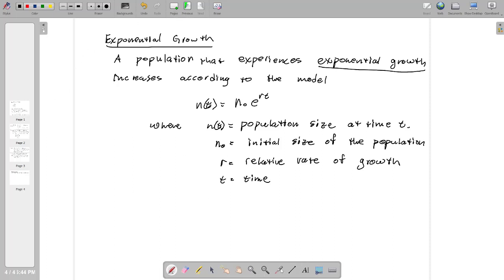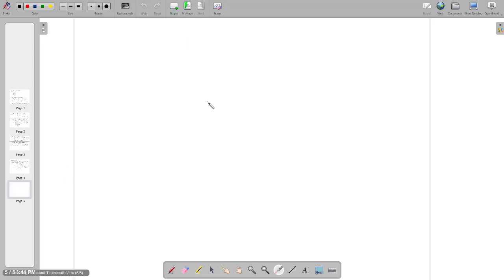As I said before, this should look very similar to the continuously compounding interest formula that we had, where your principal would be your initial population, and your rate that you're compounding is going to be the rate of growth for our population. t is the same, it's time in years. And you still have this e here because it's continuously compounding, just like you're continuously adding to the population.